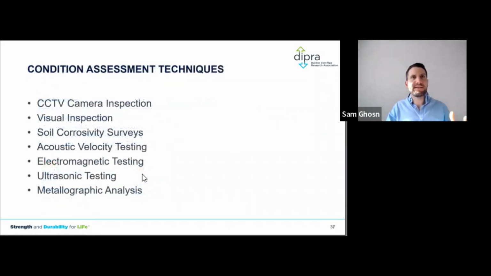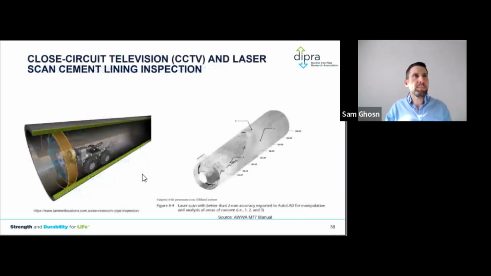How do we assess the condition of water mains? There are so many tools. Ductile and cast iron pipe, even steel pipe, have almost every tool in the market that would work on them. Why? Because they are made out of metal. You could easily trace them, find them, and inspect them. You could do CCTV camera inspections, visual inspections, acoustic, electromagnetic, ultrasonic, and even metallographic analysis in the lab.